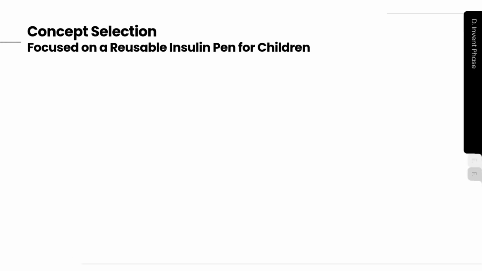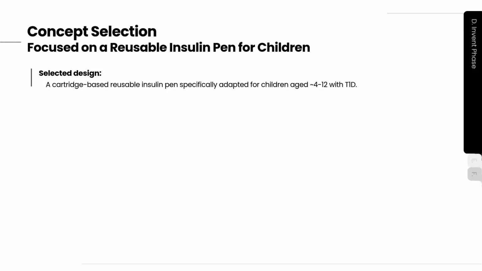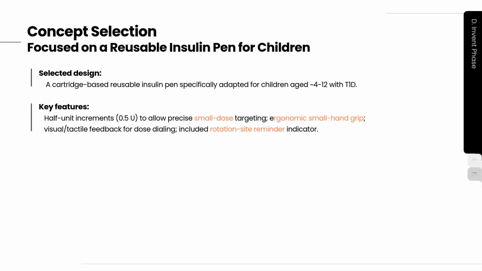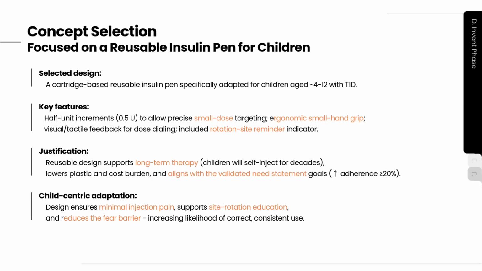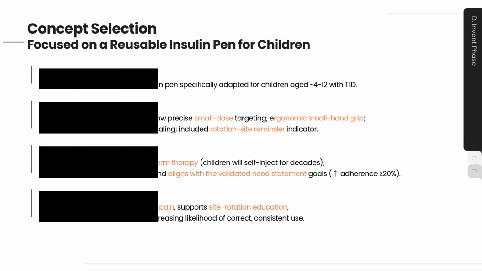After evaluating multiple concepts, the selected design is a reusable, cartridge-based insulin pen tailored for children aged 4 to 12 with type 1 diabetes. It supports half-unit dosing, an ergonomic grip for small hands, and clear visual and tactile feedback. Choosing a reusable format supports long-term therapy, reduces cost and waste, and directly aligns with the validated needs statement by improving adherence and reducing injection-related fear.